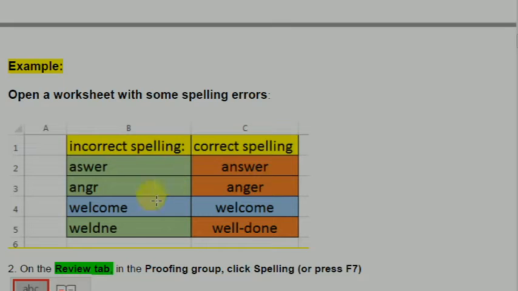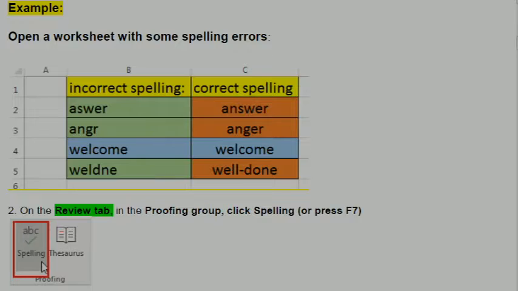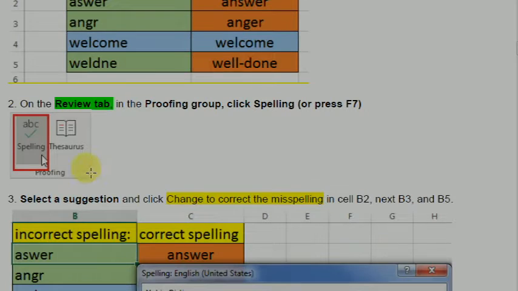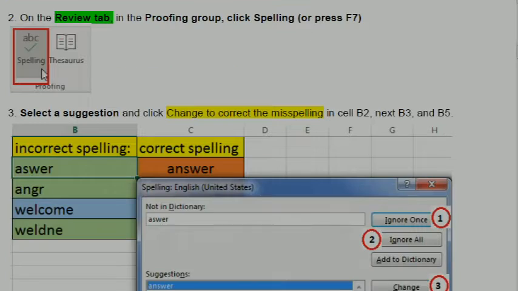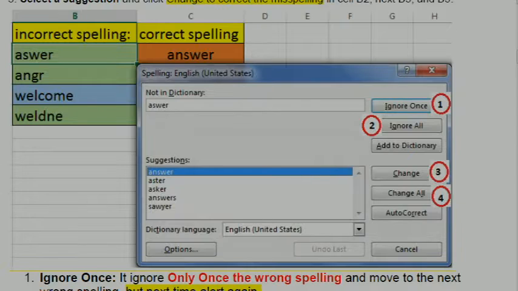I've already done everything in diagrams. First, we need to select the spelling option from the review tab. After selecting that option, a box is automatically going to be displayed. Here everything is displayed. The first incorrect spelling, ANSASWER, is displayed, and it will show you the correct spellings in the suggestion box, from where you can select. There is answer, asker, answers, all the options have been given.